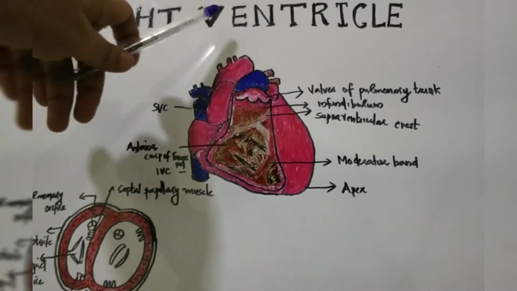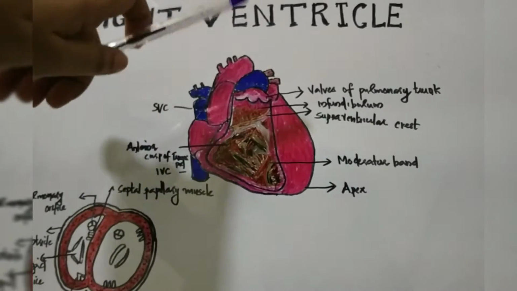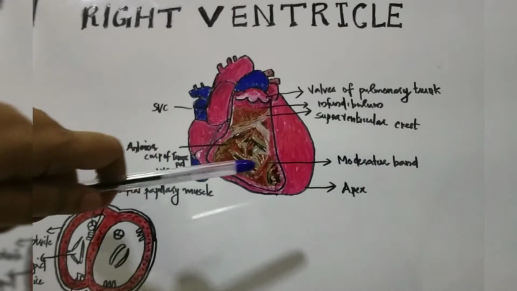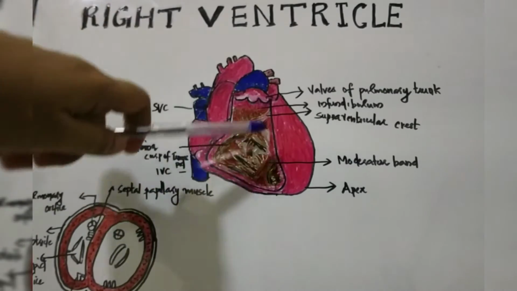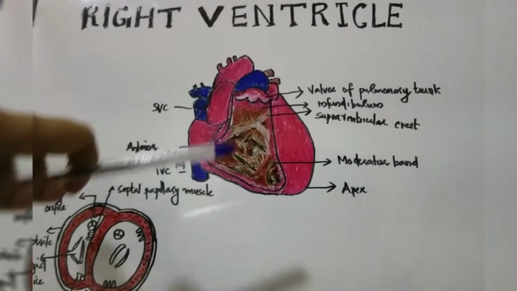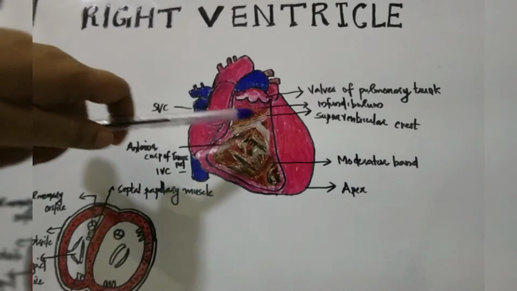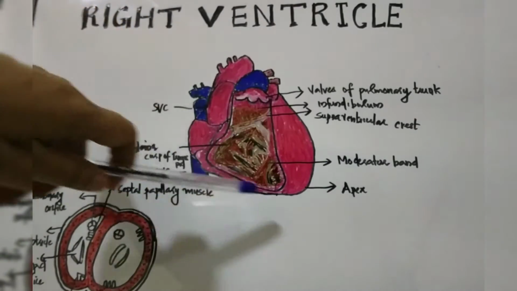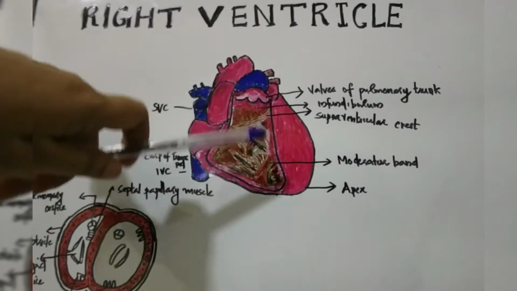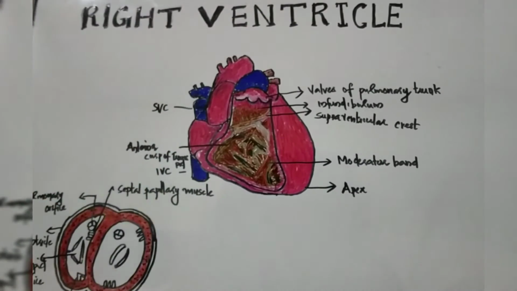Today we will discuss the right ventricle. The right ventricle is the right lower chamber of the heart. It receives blood from the right atrium and pumps blood through the pulmonary trunk. And it forms the inferior border as well as the major part of the anterior surface.